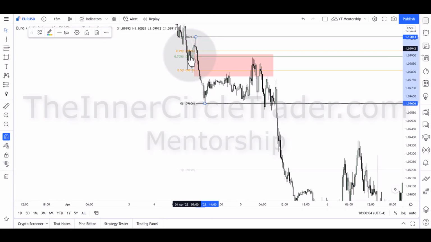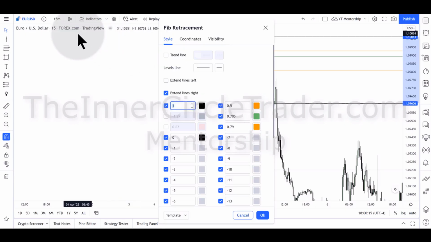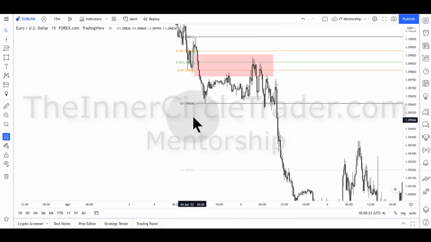Okay, so we have optimal trade entry levels in here. Not sure why I don't have the 60 level in that. I'm going to change that 70 level right here. There you go. So 62 to 79% retracement level. There's your optimal trade entry.